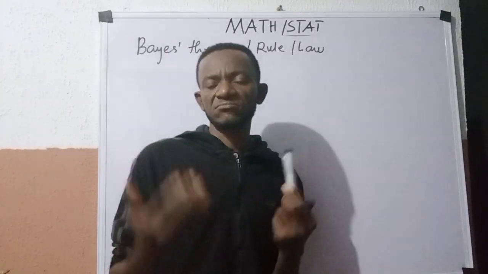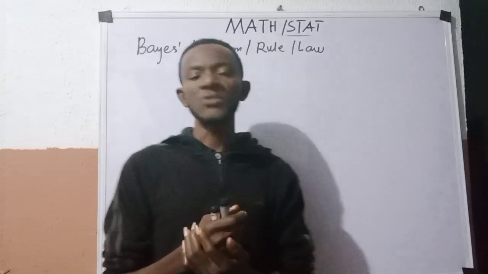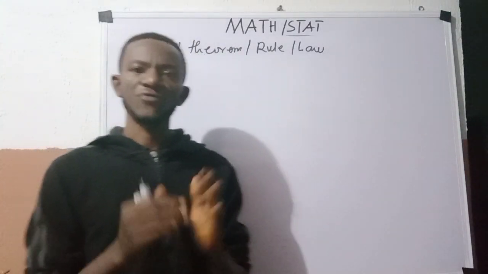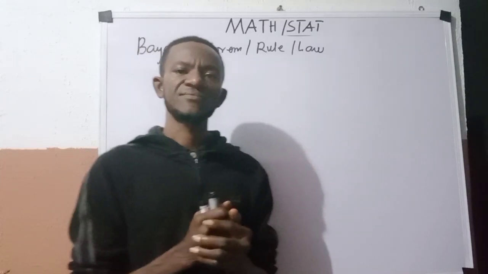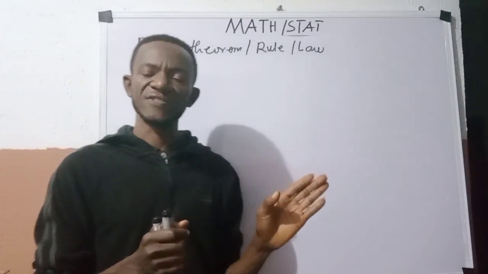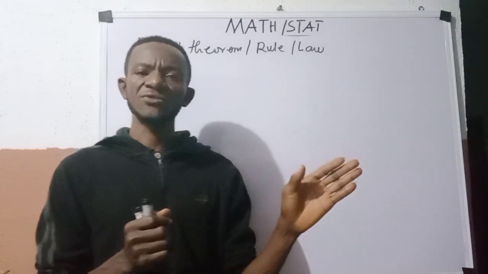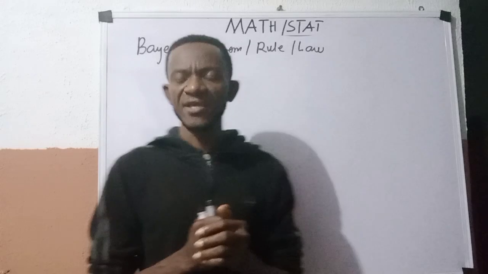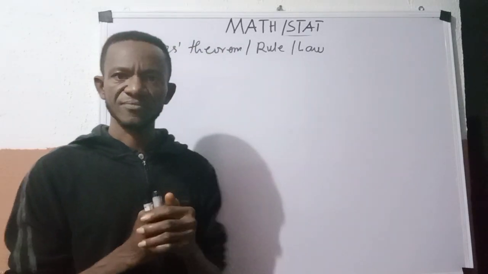Of course, in probability, Bayes' theorem is used to determine the probability of conditional events. Or put in another way, it is used to determine the probability of an event given prior knowledge of the conditions of other events that might be related to that particular event. That is what we do with Bayes' theorem.